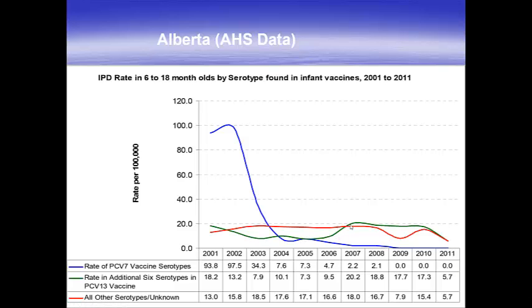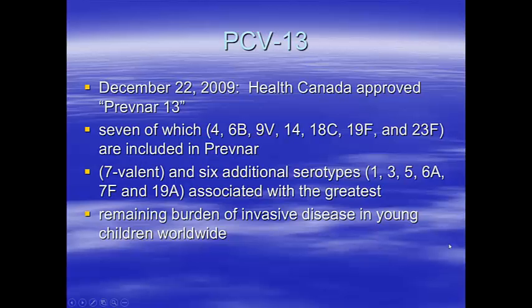Partly as a result of this concern, Alberta has switched now to a 13-valent vaccine, and the rates of those pneumococcal strains contained in the 13-valent vaccine may now be decreasing. So the additional serotypes contained in the 13-valent conjugate vaccine are these ones: 1, 3, 5, 6A, 7F, and 19A. And so you get additional coverage with this 13-valent one that you didn't get with the 7-valent one.